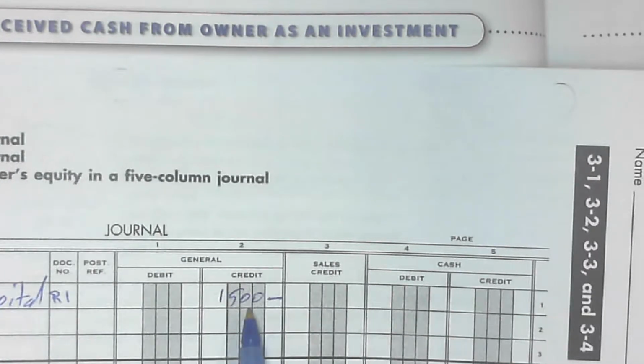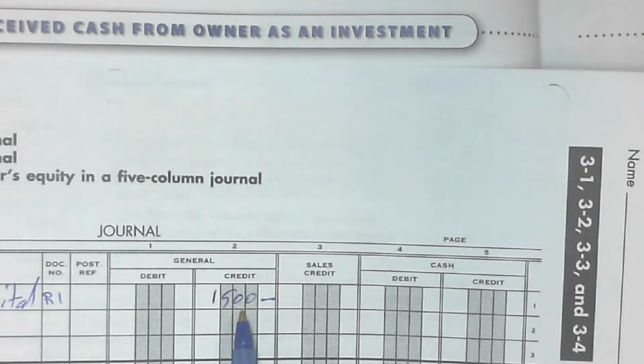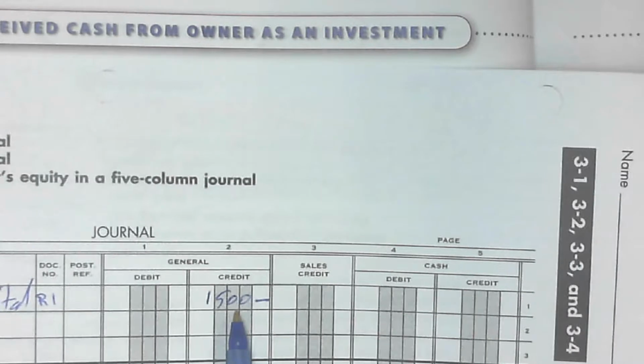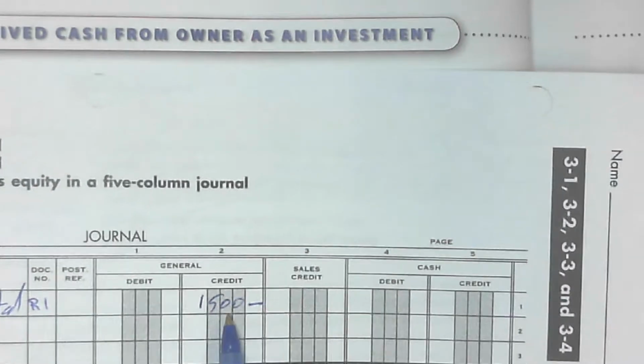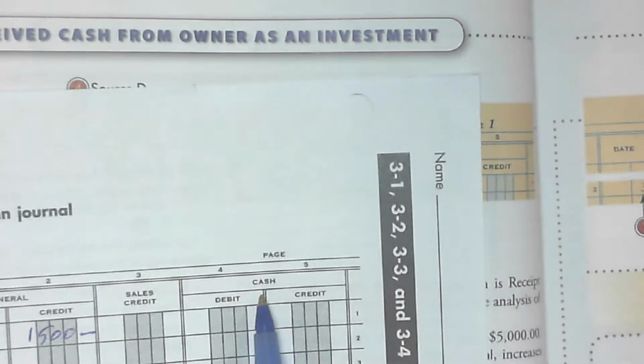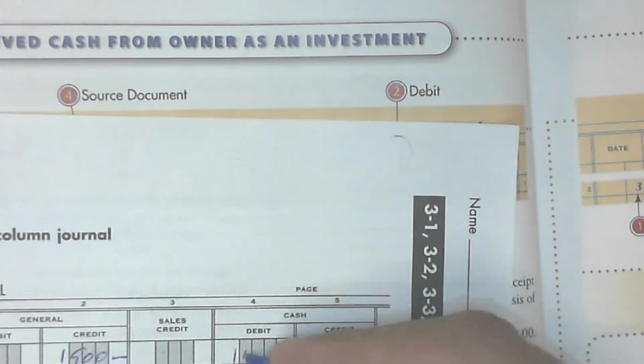So kind of points something out, as a reminder, the last 2 chapters, whenever there's a debit or a credit entry, there's going to be an opposite entry. So if we entered $1,500 in credit here, we're going to go to cash, and we're going to put that under debit.